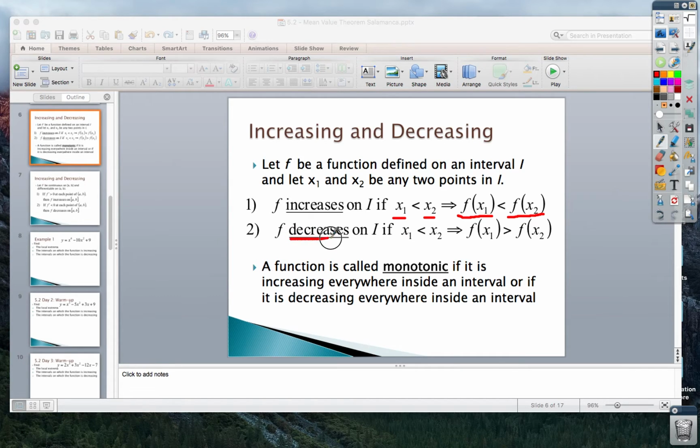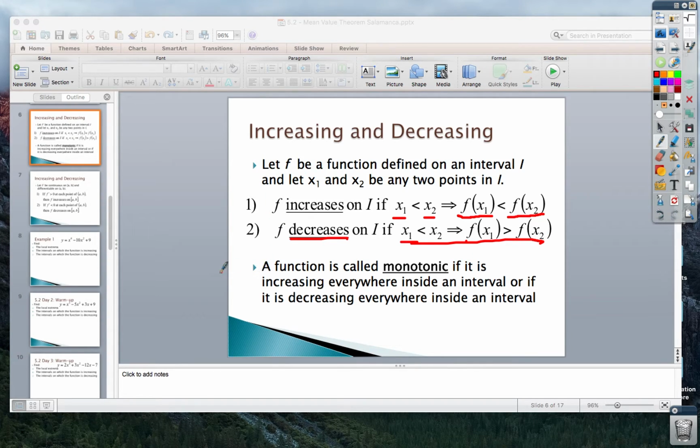Conversely, f decreases on I if x sub 1 is less than x sub 2, then f of x sub 1 is greater than f of x sub 2. So it's basically saying if we take these two values and substitute them in, then that'll help us determine if it's increasing based on these factors. And I know that's a little scarce, but we're going to have lots of problems to work on that and explain it further.